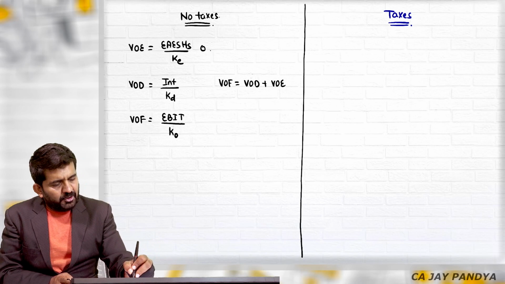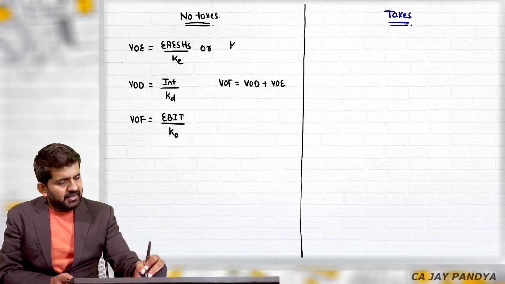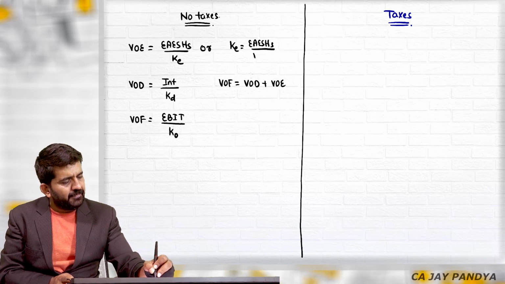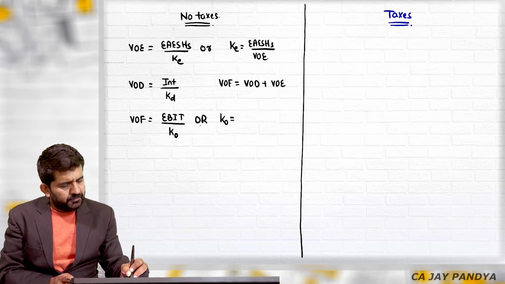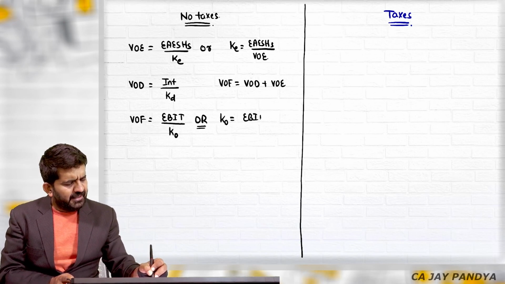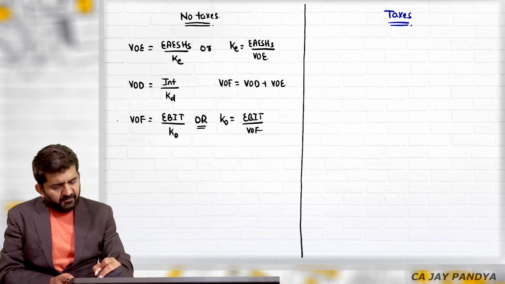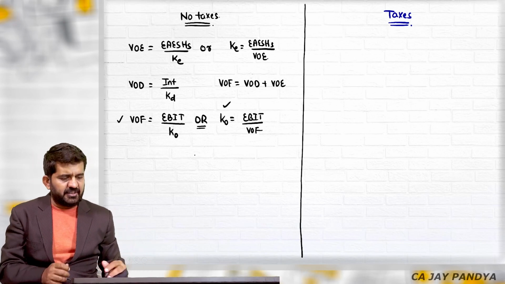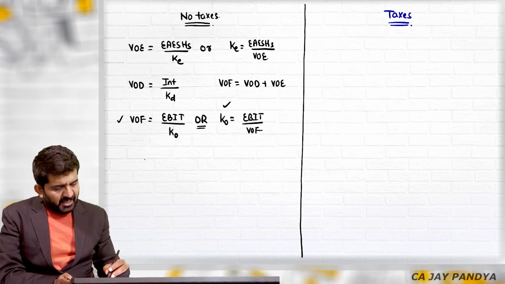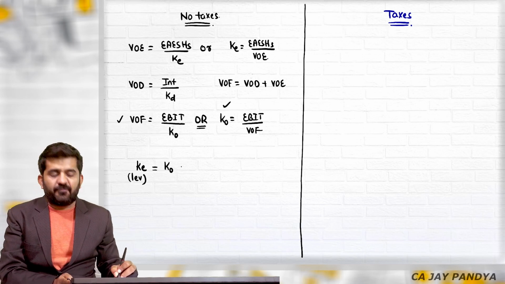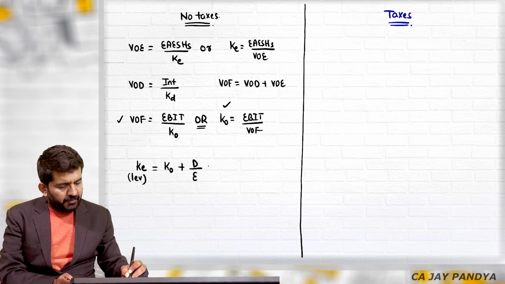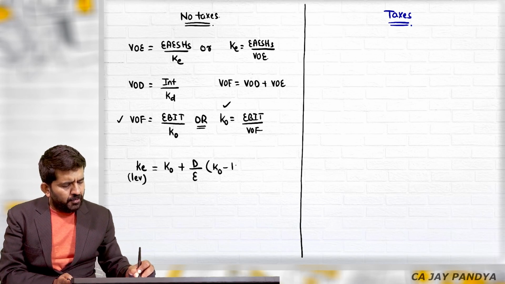Similarly, we can also use this formula: KE is equal to earnings available to equity shareholders divided by value of equity. And here also KO is equal to EBIT upon value of firm. If we can use this formula, we can always use this formula. They are the same formulas. For finding out KE of a levered firm, we will have to use KO of unlevered plus debt upon equity into bracket KO minus K.